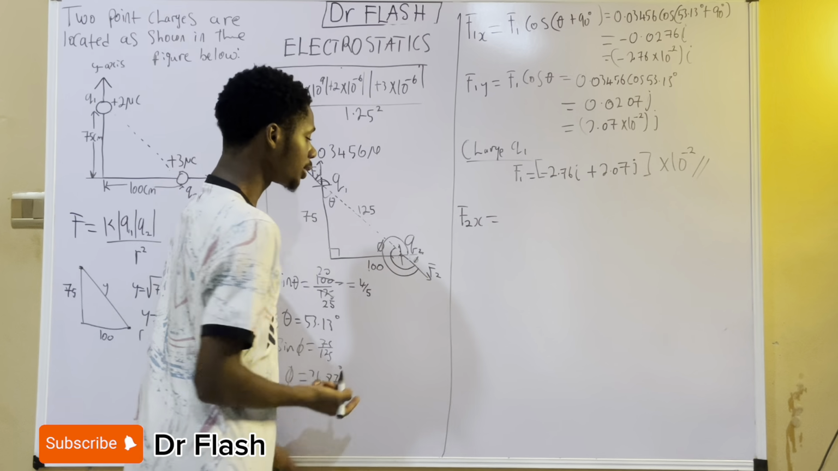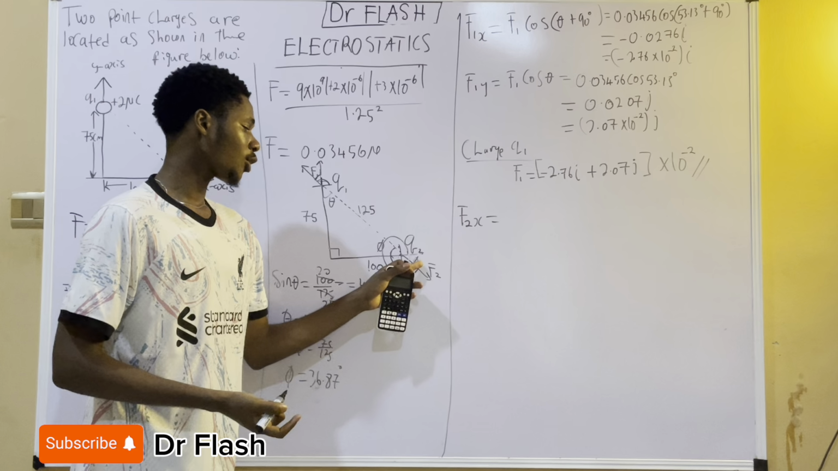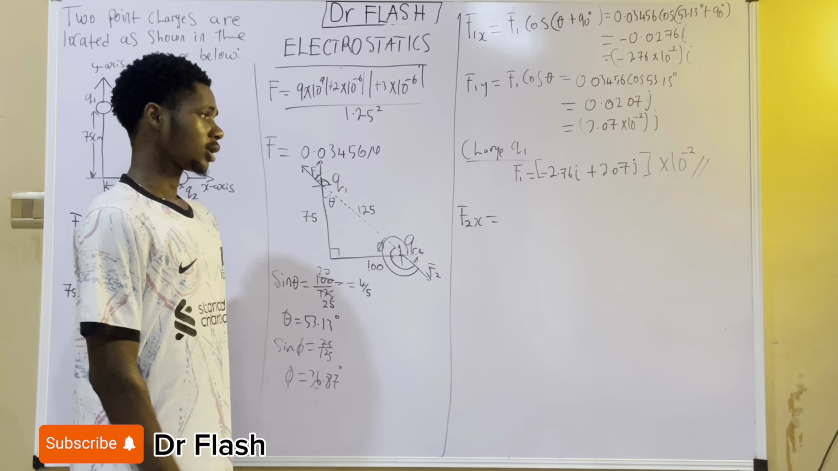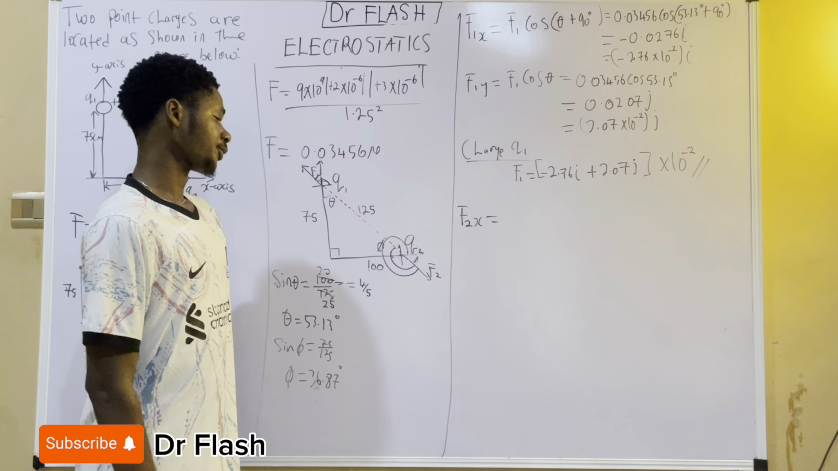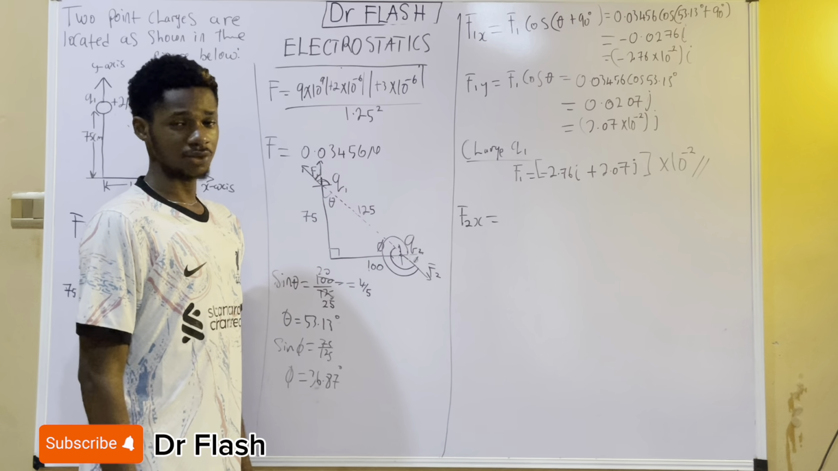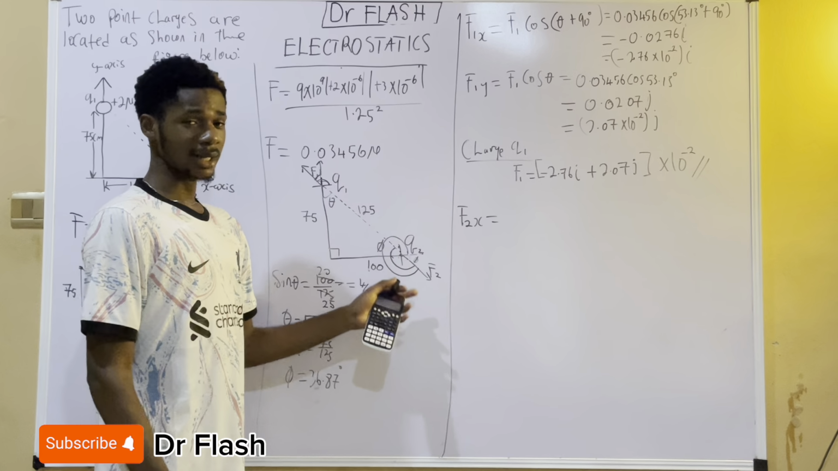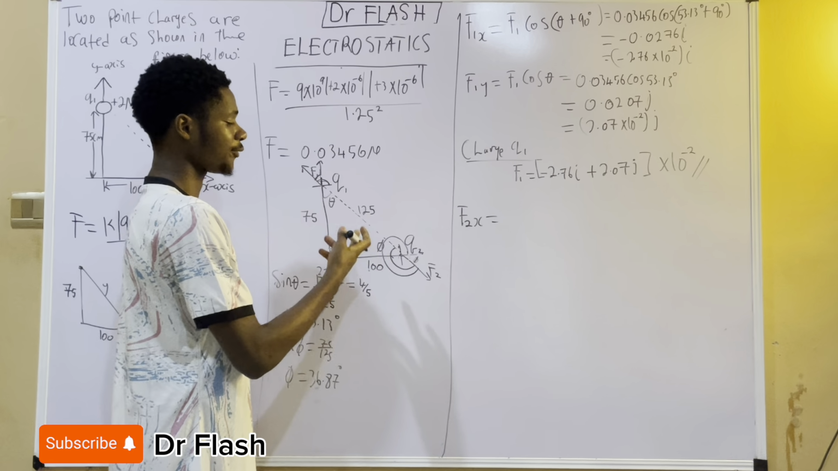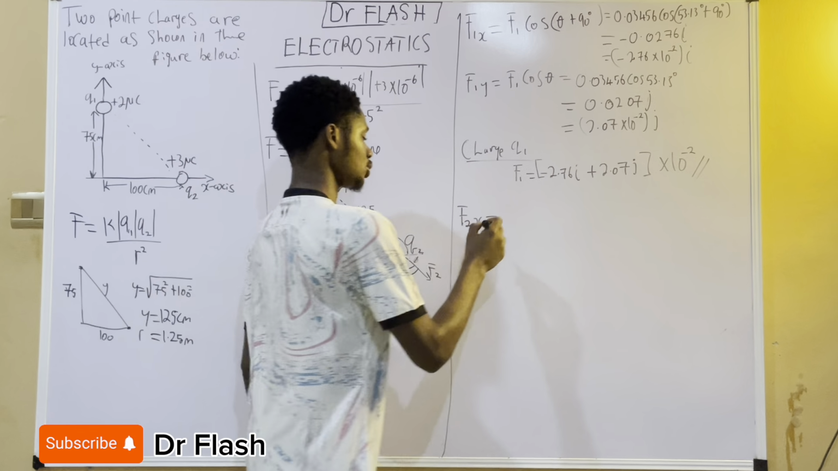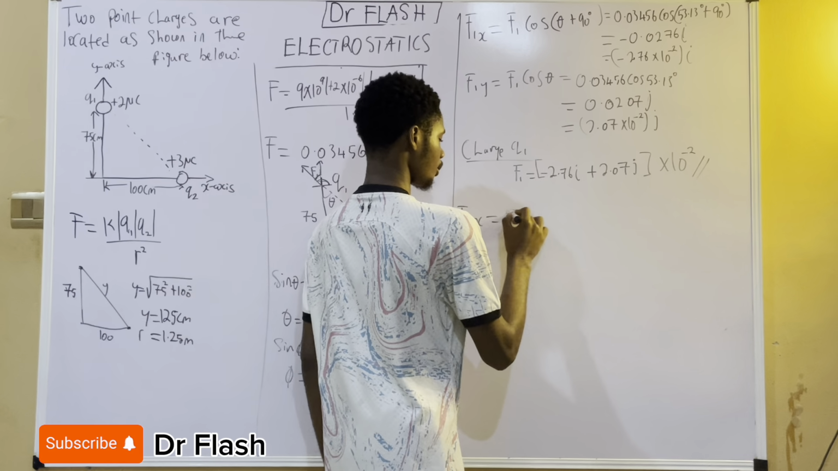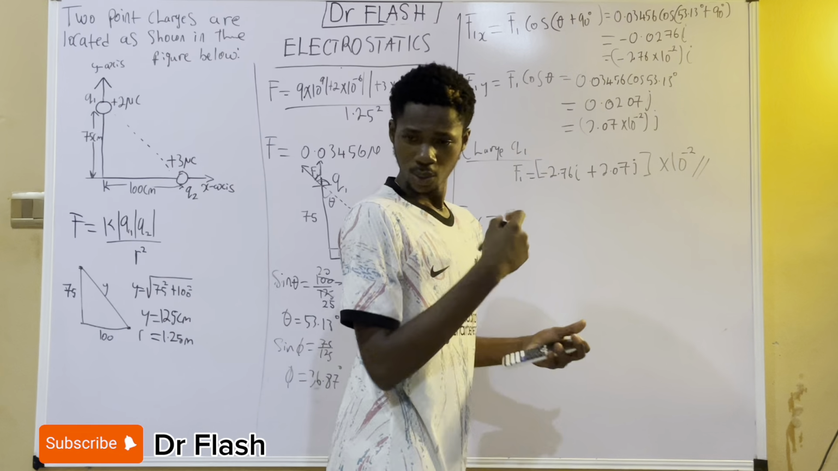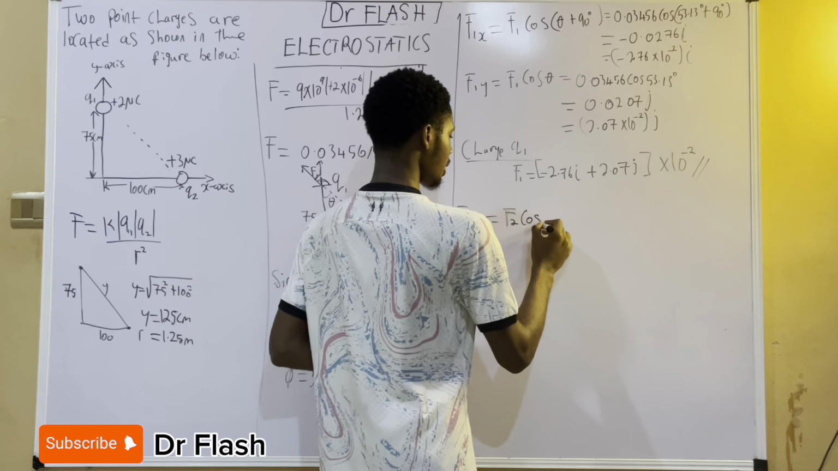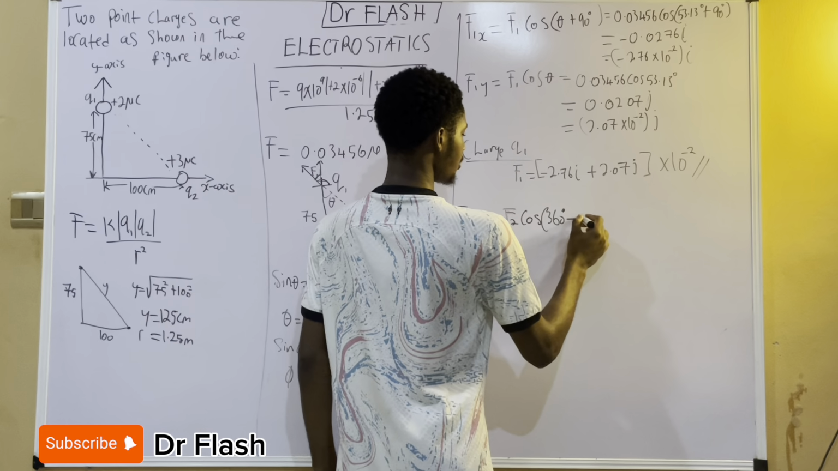You can choose to go this way, which will be f2 cosine of phi. That's what you're going to get. But to avoid the problems you encounter while dealing with trigonometry, if you're not that good with it, let's just go with the normal method like I said initially. So I'm going to have f2 cosine of 360 degrees minus phi.